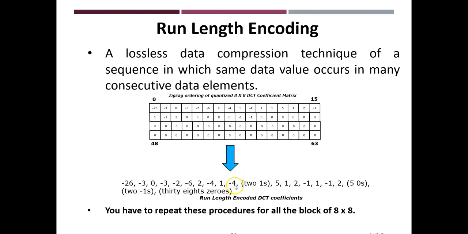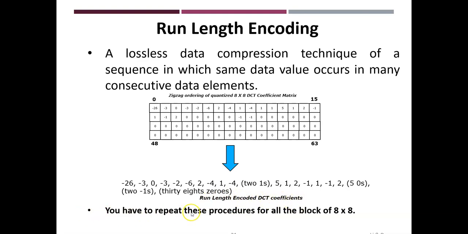When it comes after minus 4, 1 already appears twice, so it will write here 2 ones. Then 5, and after 5 there is 0. There are many zeros here: 1, 2, 3, 4, 5. Five zeros, so it will write 5 zeros. And after that, 2, minus 1, and 38 zeros. So this is the result of the run length encoding of the DCT coefficients.